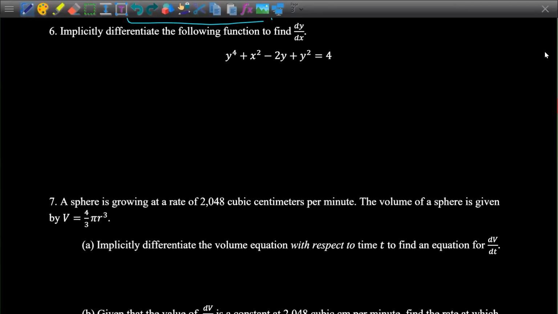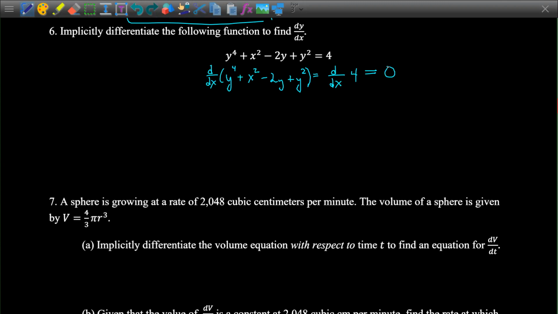Right, number 6, implicitly differentiate this implicitly defined function to find dy dx. So what this is telling us is that we are looking for the derivative of y with respect to x. So this tells us that y is a function of x. So we're going to take the derivative of both sides. And I'll go ahead and compute the derivative of the right side. The derivative of a constant is just 0.